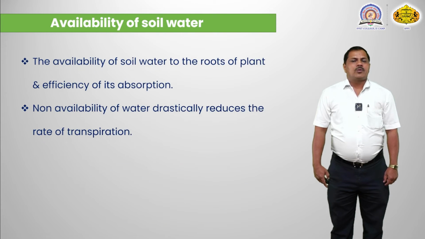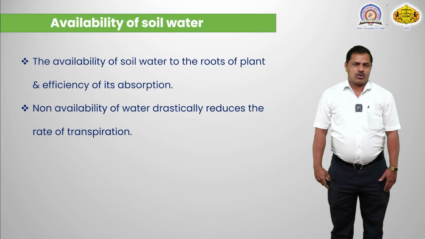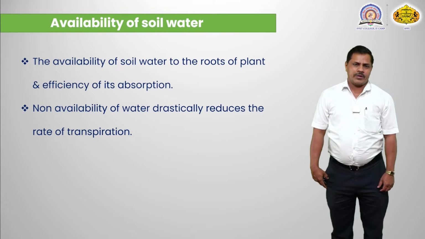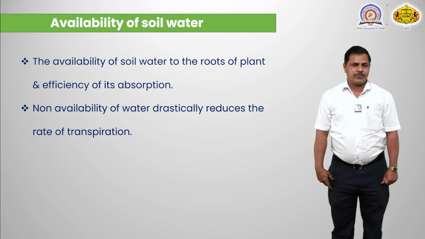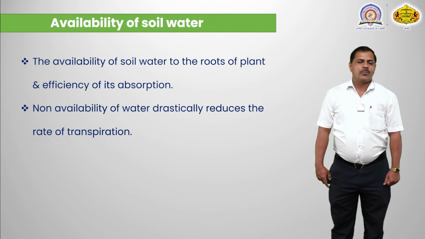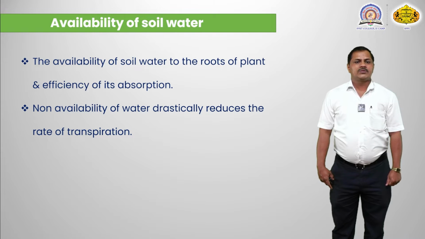Then another factor is the availability of water in the soil. This is very important for the rate of transpiration. When water is not available inside the soil, the rate of transpiration also decreases. The availability of water in the soil affects the efficiency of absorption of water molecules by the root of the plant.